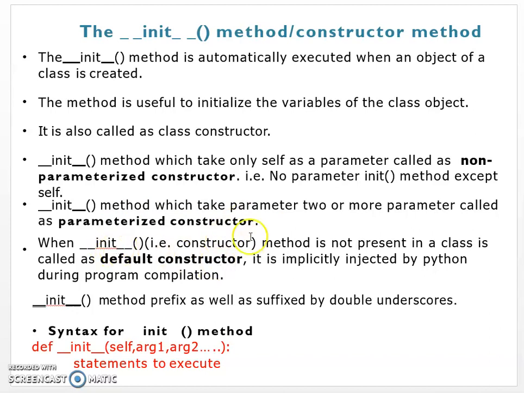And when the init method is not present in a class, it is called a default constructor. It is implicitly injected by Python during program compilation. It is not necessary to write the init method each and every time. If you do not want to write the init method, you can skip it, but Python internally calls the init method implicitly and will initialize the members of the object. The init method is prefixed as well as suffixed by double underscores.